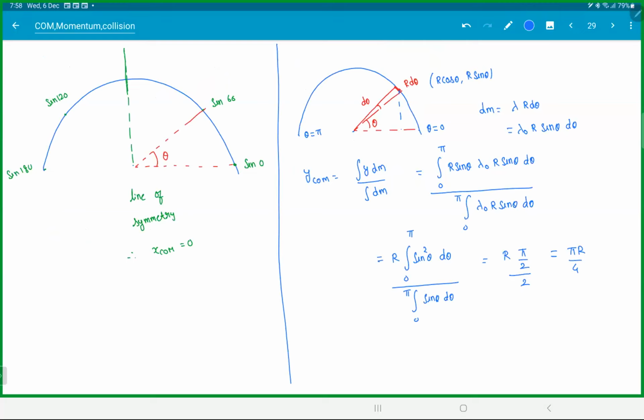So these are the two shapes. Next class when we catch up, we are going to do it for a sector. Then we are going to do it for a hemisphere, solid sphere, different shapes. And then we'll go ahead.